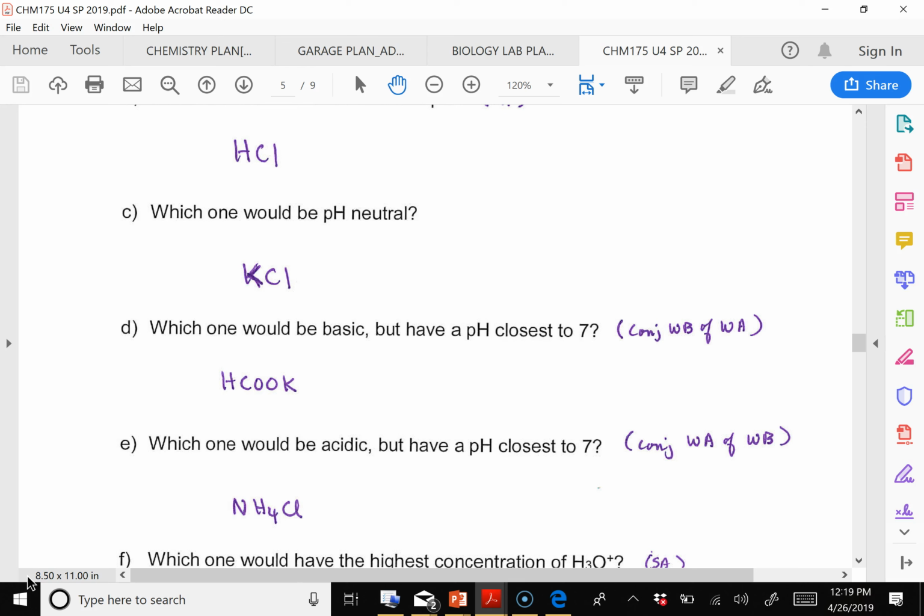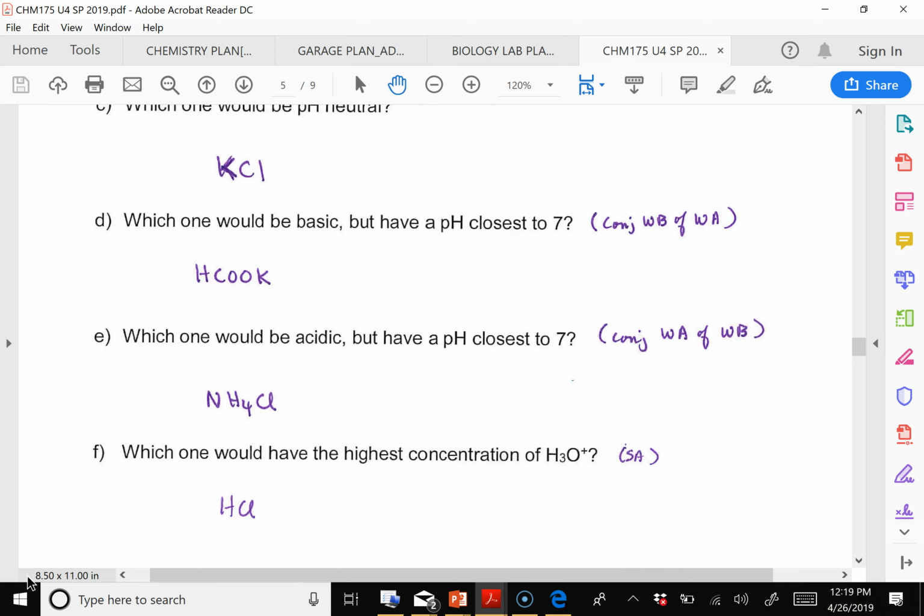Similarly, down here, I wanted something acidic, but close to pH 7. So you couldn't put the formic acid because that would be more acidic than NH4 plus. And then the last one, which would have the highest hydronium ion concentration, of course, that's your strong acid, HCl.